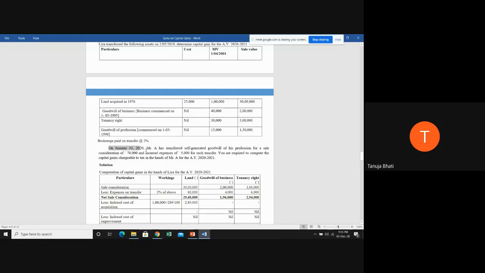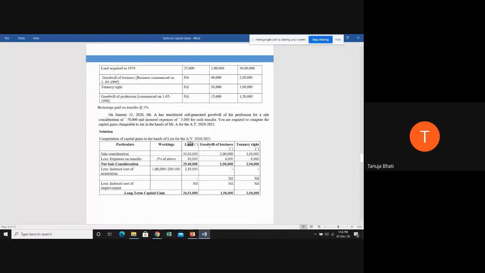On January 31st, 2020, Mr. A has transferred self-generated goodwill of his profession for a sale consideration of 70,000 and incurred 5,000 for such transfer. You are required to compute capital gains chargeable to tax in the hands of Mr. A for the assessment year 2020-2021. So let us start solving, students.